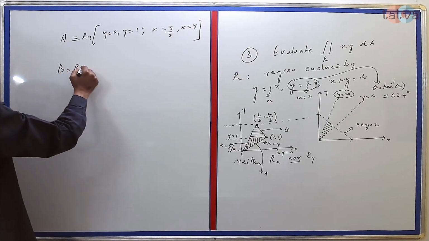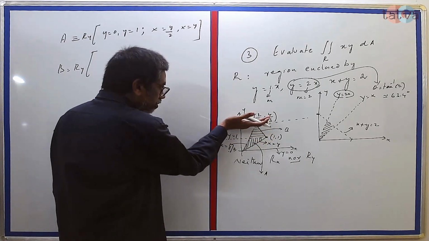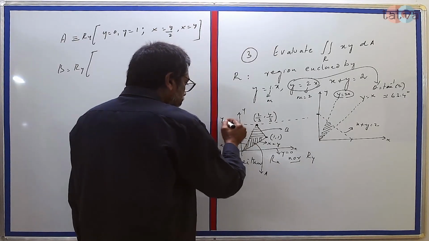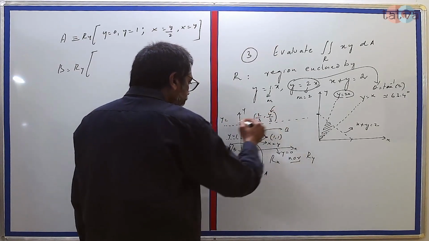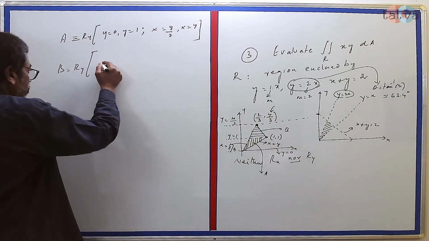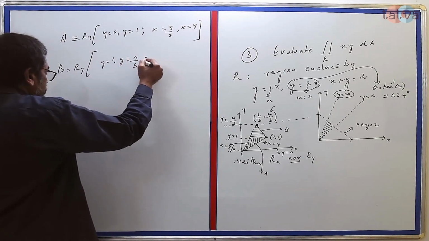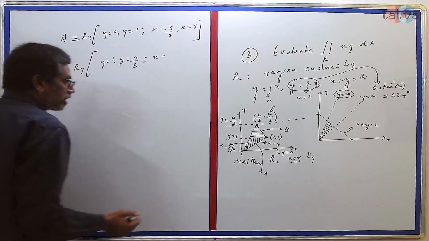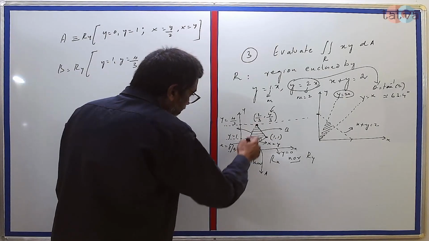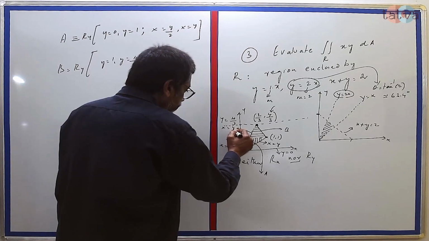Then B is the continuation of A starting from here going up to that point. The equation of this horizontal line is y is equal to 4 by 3. So y is equal to 1 to y is equal to 4 by 3, semicolon. Now comes x. This is the left boundary, which is the same as the left boundary of the region A. So that will continue to be x is equal to y by 2.